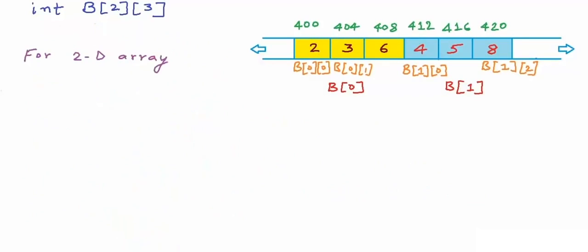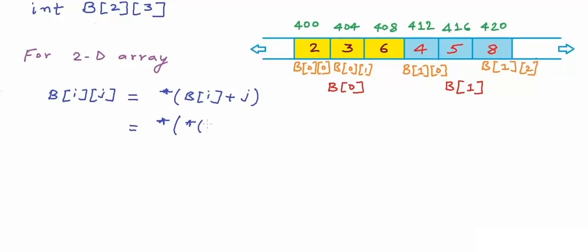For a two-dimensional array, B[i][j], where B is the name of my two-dimensional array and i and j are some indices, can be written as *(B[i] + j). And once again, B[i] can be written as *(B + i). So these three expressions are the same. I would recommend trying all of this in real code.